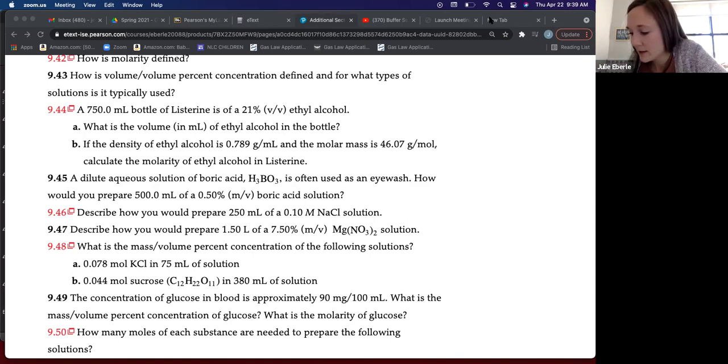Okay, so I'm going to write a few things down. Density of ethyl alcohol is equal to 0.789, and that is grams of ethyl alcohol per milliliter of ethyl alcohol. Molar mass is 46.07 grams of ethyl alcohol per mole. All right, and we're trying to calculate molarity, so let me go back to the iPad now that we have this info.